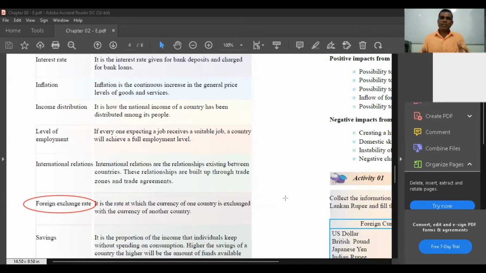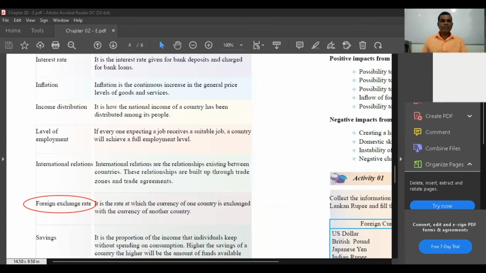Then our foreign exchange rate is unfavorable to the country. When we purchase or import from foreign countries, especially when we import oil, wheat, and other imported items, we have to pay more and more rupee values. It is creating a kind of inflation in the country.